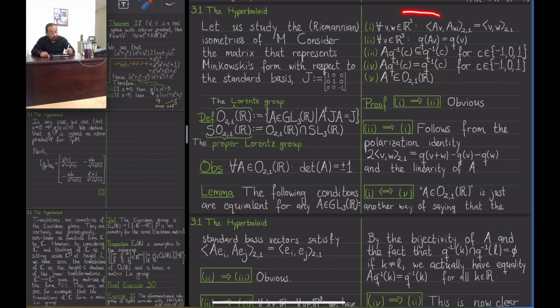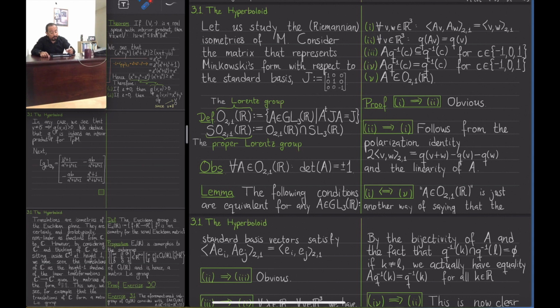First, that it preserves the Minkowski's form at all points, for all V and W. Second, that it preserves the quadratic form, which is kind of a special case of this one when V and W are equal. So somehow this condition is a priori more general than this one.